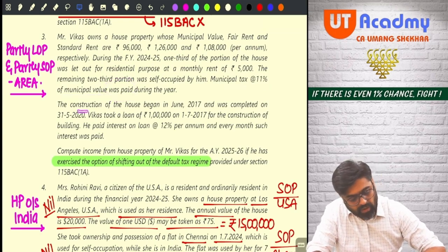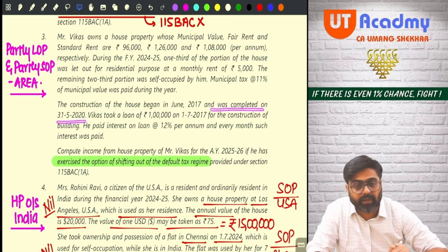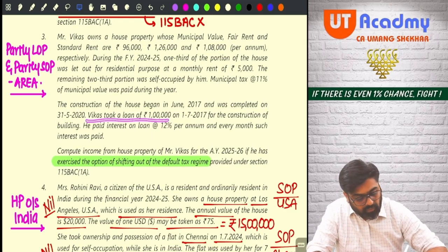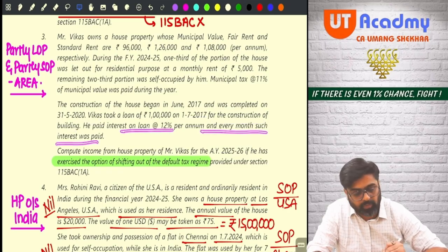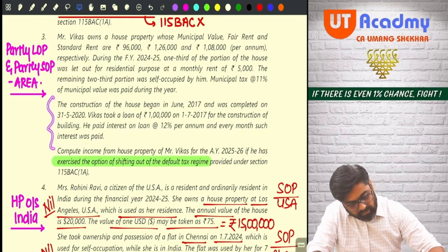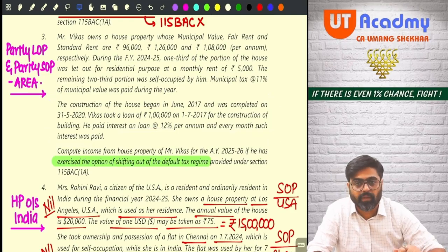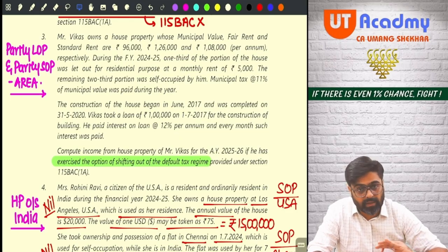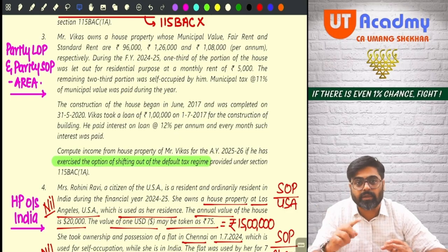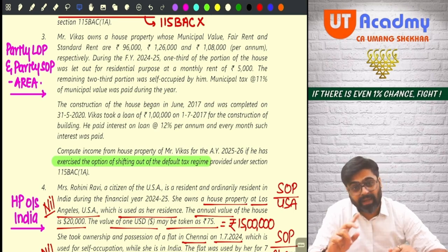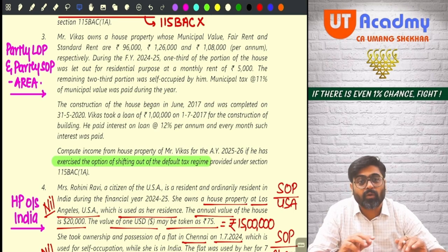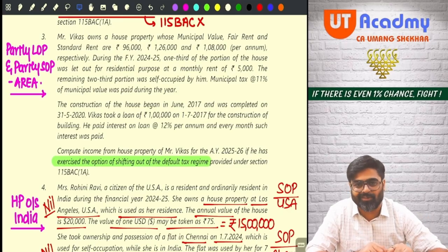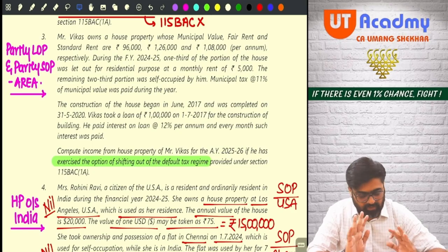The construction of the house began in June 2017 and was completed on 31st May 2020. Vikas took a loan of rupees 1 lakh on 1st July 2017 for the construction of the building. He paid interest on loan 12% per annum and every month such interest was paid. See, this entire information is given to calculate your interest amount. So from this, you will be calculating your current year interest also and also the pre-construction interest. Okay, and pre-construction interest you will calculate 1/5 of that you are going to come and claim in our previous year also. How? We will discuss. Don't worry.